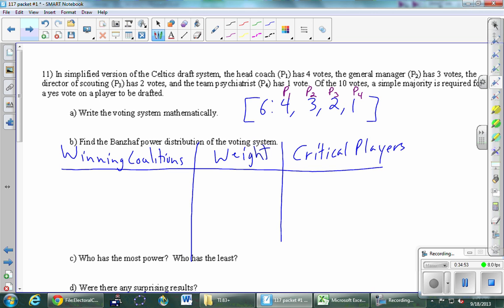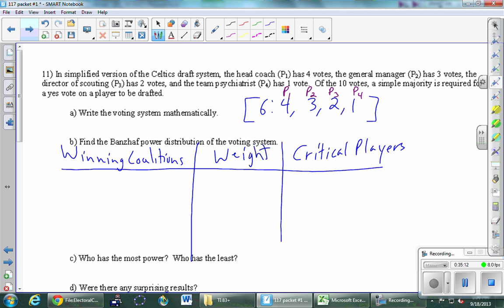Now, just coming up with the winning coalitions is a little bit of a process, and you want to be methodical. So I'm going to share with you what I use. It's not the only way to come up with it, but I would start the same way every time. I would say, is there any single person that has enough power to pass a motion by themselves? No. But if there were, I would list a single person first.